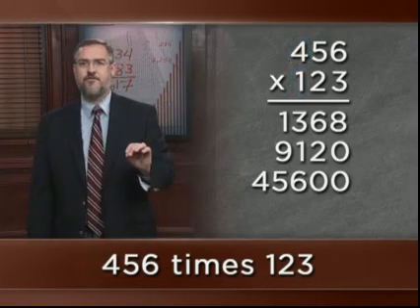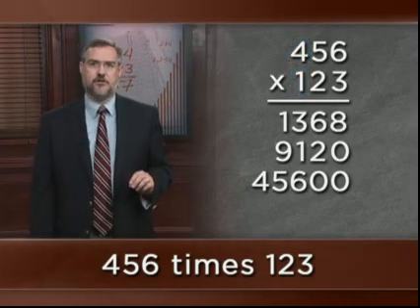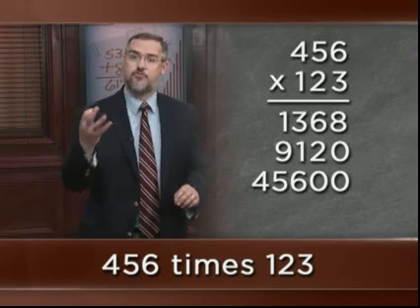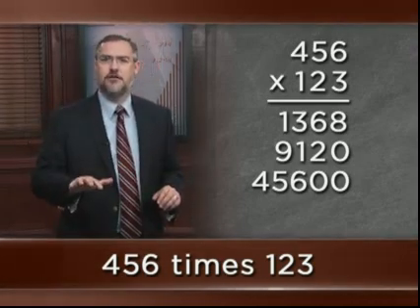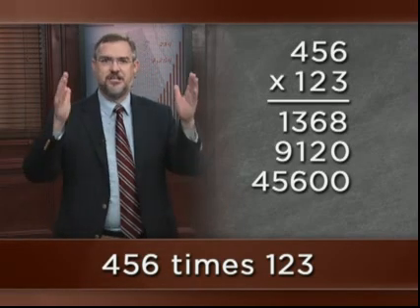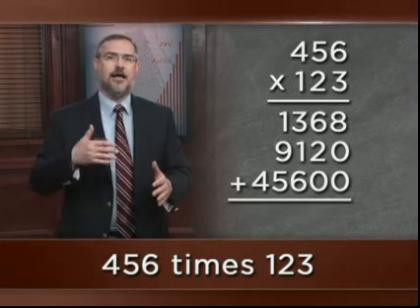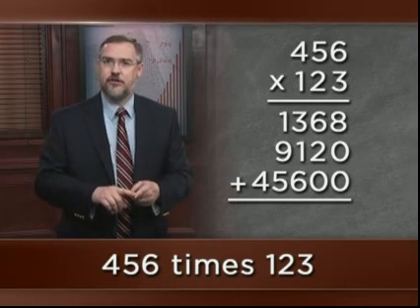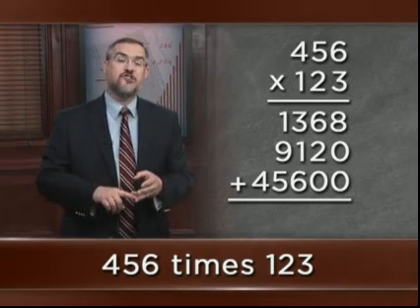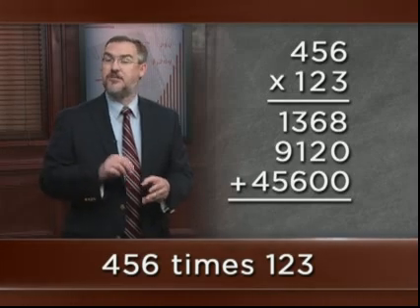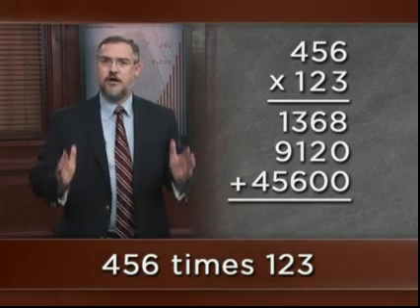It's 45,600. And now you should have 3 numbers in that answer section, and they're all beautifully aligned. So what do I need to do? I just need to add them all up. I need to add up 1,368 plus 9,120 plus 45,600. They're all lined up nicely.